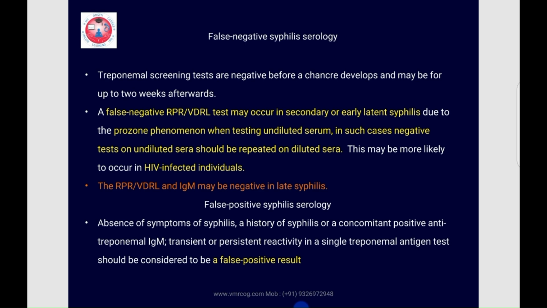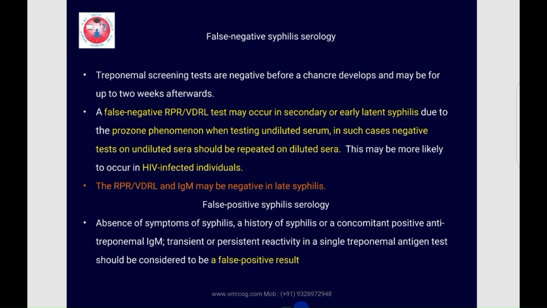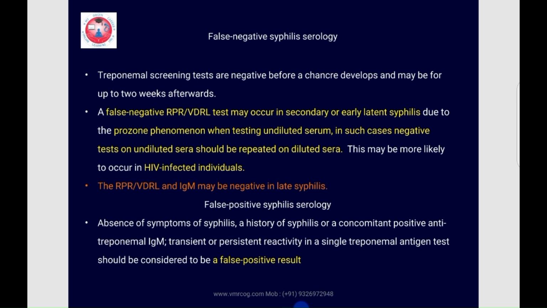So you have only a single treponemal antigen test which is positive, however there is no symptom, the patient is from a low risk category, and there is no history of syphilis or concomitant positive anti-treponemal IgM. In that case, it is likely to be a false positive result. I hope this is clear to you. Okay, so screening test and confirmatory test we have seen.